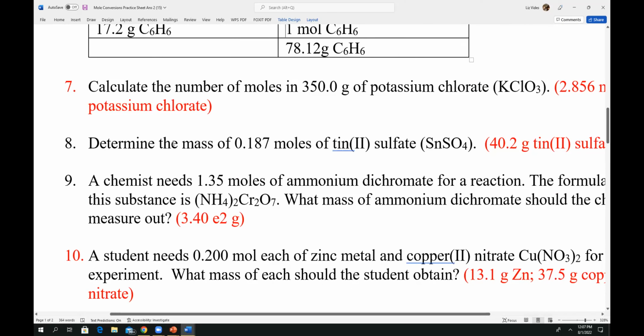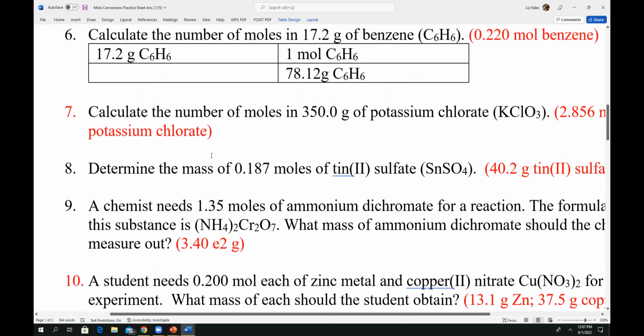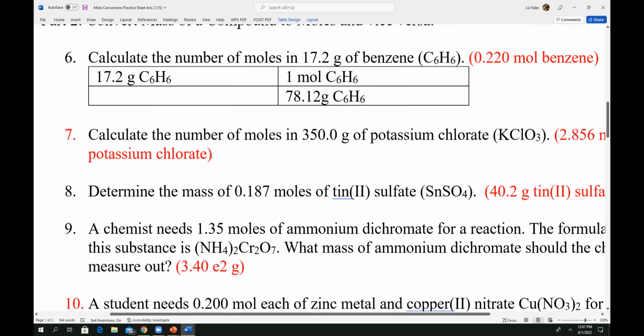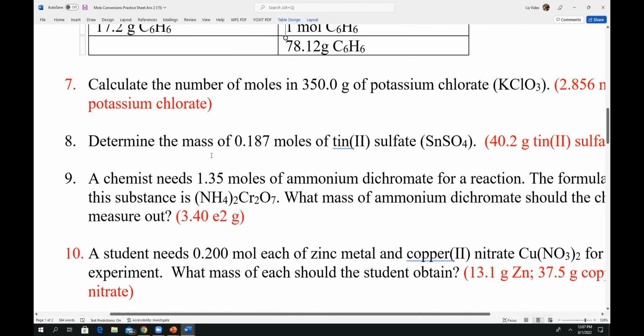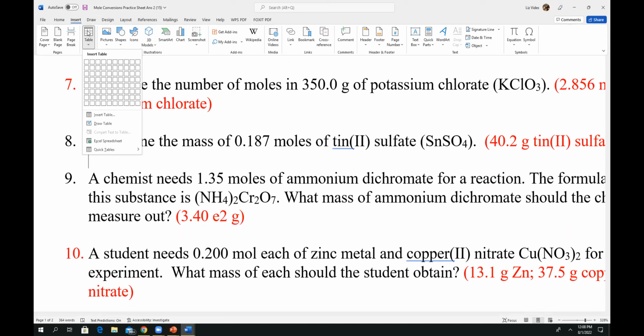Now I'm going to do it backwards, where it's coming the opposite, right? So we need to do the mass. Okay, the moles. We did the moles, but now we need the mass. Tin 2 sulfate, why not? Okay, so let's do this one. Let's insert. We're only going to need 2 actually.